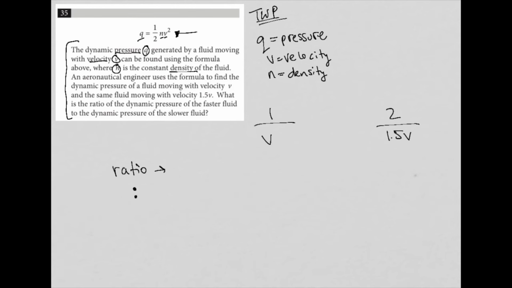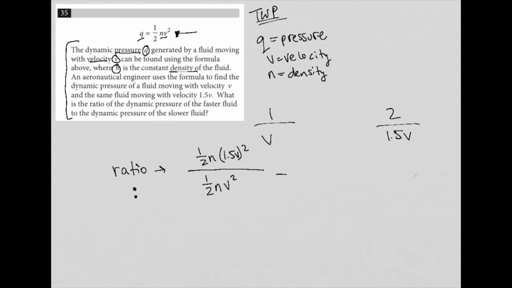So the ratio of the dynamic pressure of the faster fluid, so that means the numerator is the faster fluid, so that pressure would be 1/2 n, but instead of v, right, it's going to be 1.5 v squared, to the slower fluid. Well, the slower fluid is going to be our regular pressure formula, so 1/2 n v squared. So that's all I'm doing here.